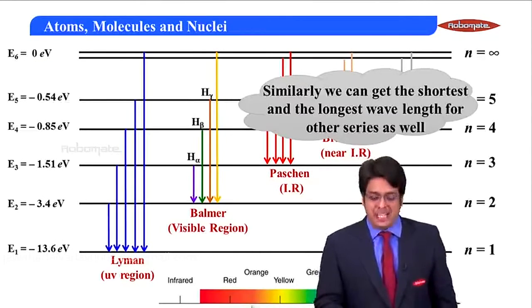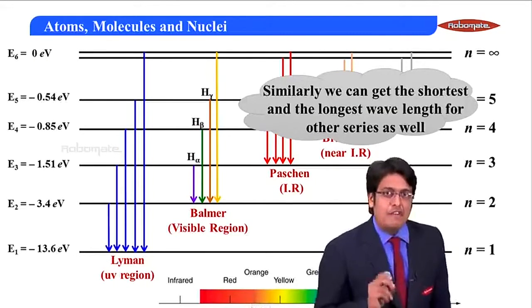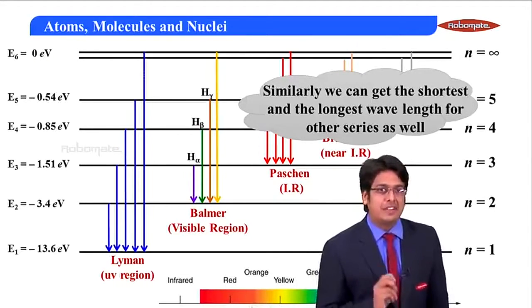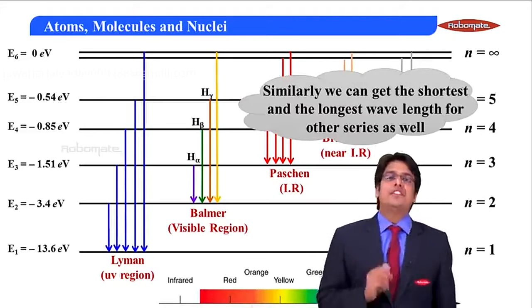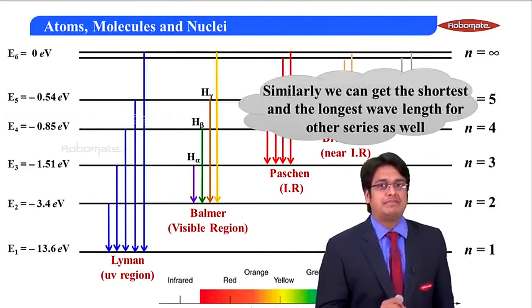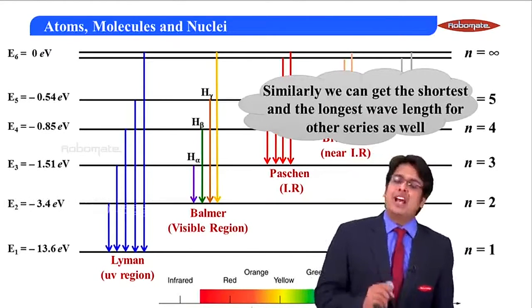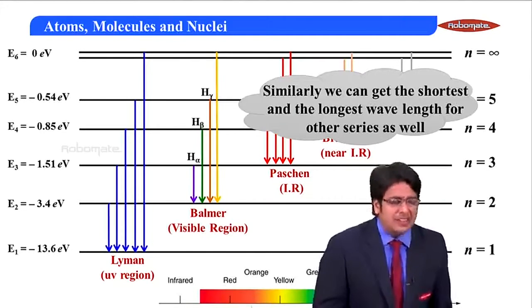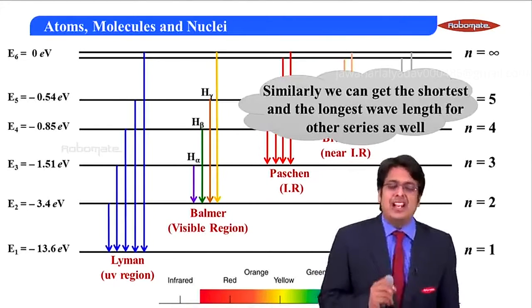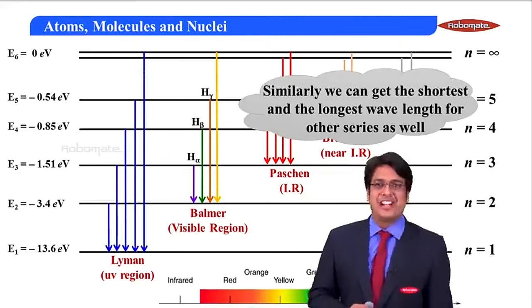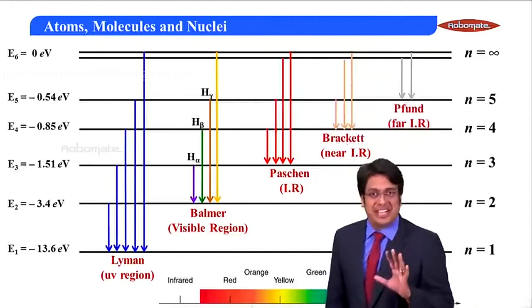Okay, so in the entire spectrum, answer this. Which line has the highest frequency? Lyman last line. Which line has the lowest frequency? Pfund first line. Which line has the highest wavelength? Pfund first line. Which line has the lowest wavelength? Lyman last line. That's the whole idea.